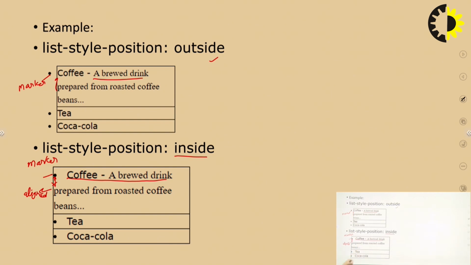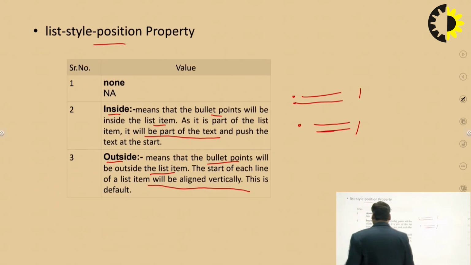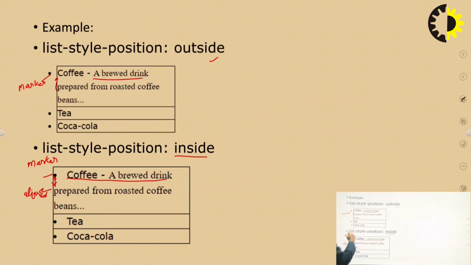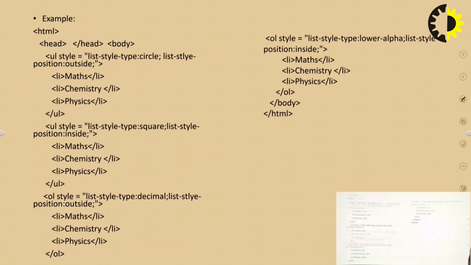So it is the outside. Basically, this one is the inside position and this one is the outside position. Outside position is the default position, so by default it will display in the form of outside position. For inside position, you need to give the value inside in the CSS property list-style-position.